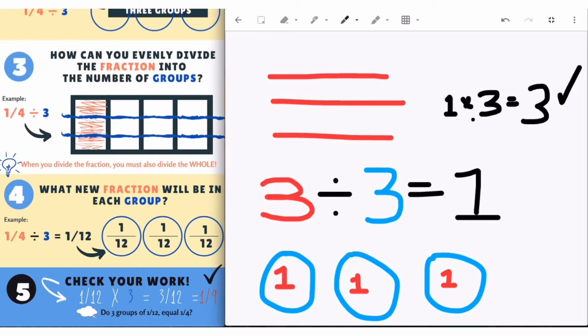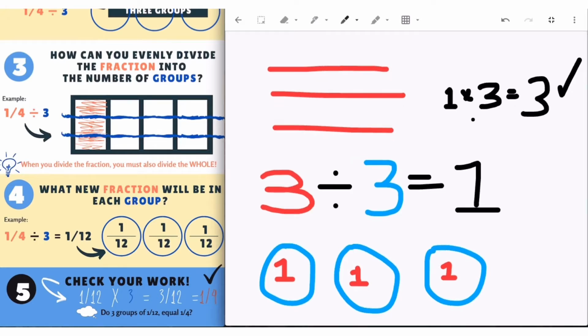Take a second to write this down and prepare for the next problem. You can pause here if you need to review what we just did.